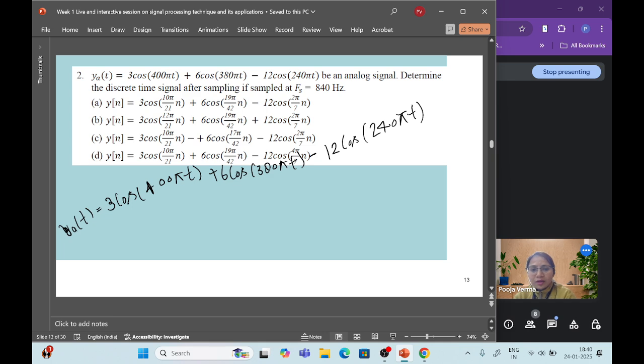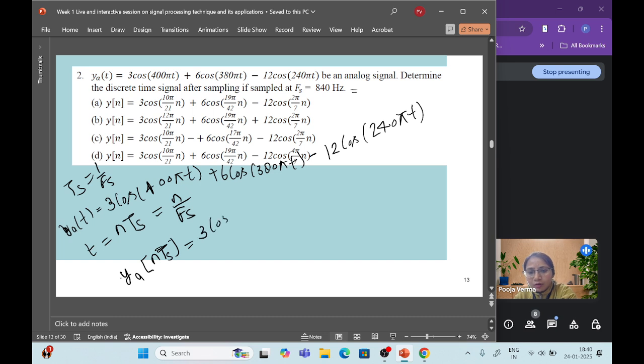Okay, and here sampling frequency is given also, 840 hertz. So to convert analog signal to a digital, what we need to do, we have to put in place of t, nts. Already we know that ts is equal to 1 by fs, where fs is the sampling frequency, so n by fs in place of t. So you can write it nt or nts.